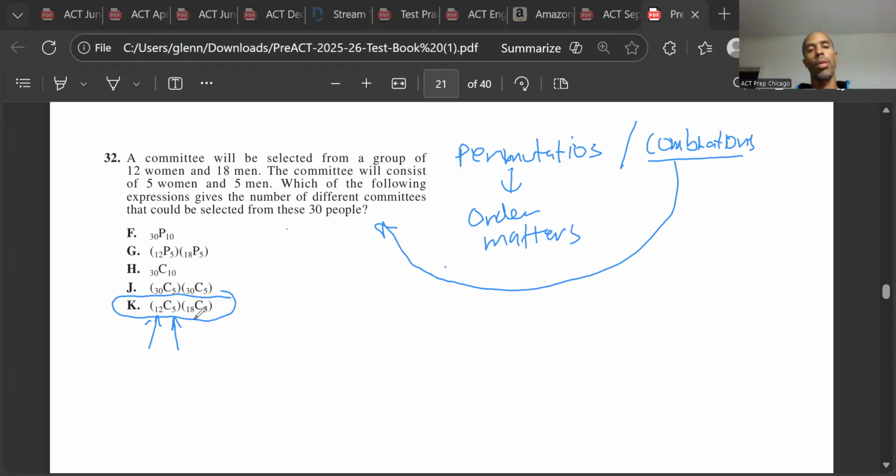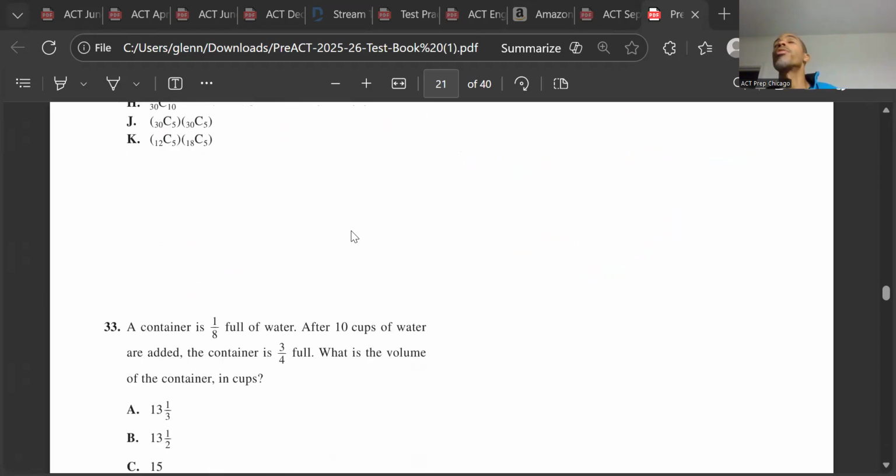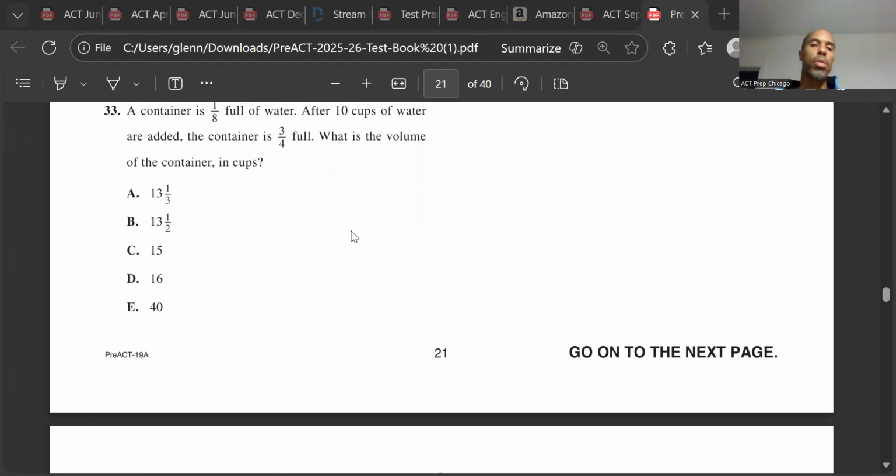That's what that's saying. Now, if it were permutation choice G, you would be pulling five out of 12 women, but then you also have to say how many ways can they hold office? So out of those five women, which ones could be vice president, president, and then switching those orders around to different people creates different permutations. Okay, hopefully you got that. All right, let's move on. But that one was dealing with permutation, combinations, and possible outcomes.